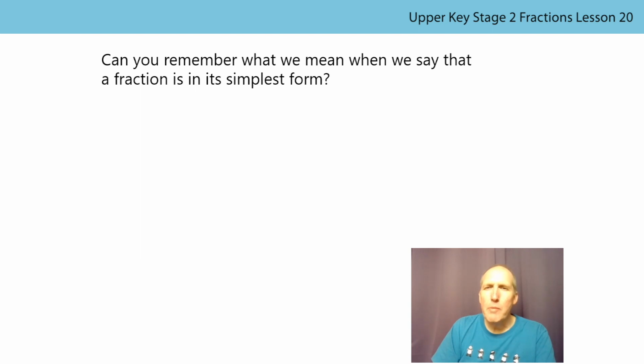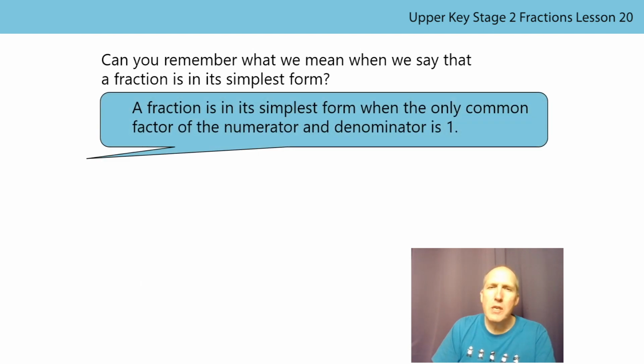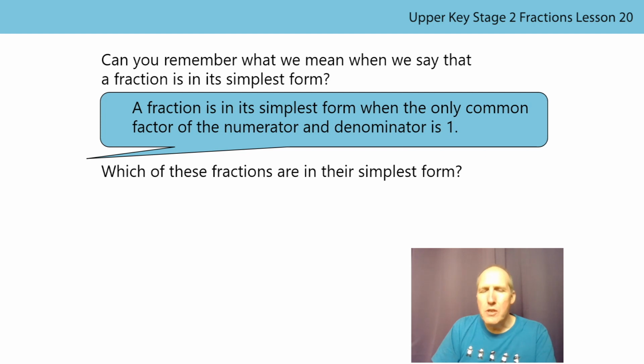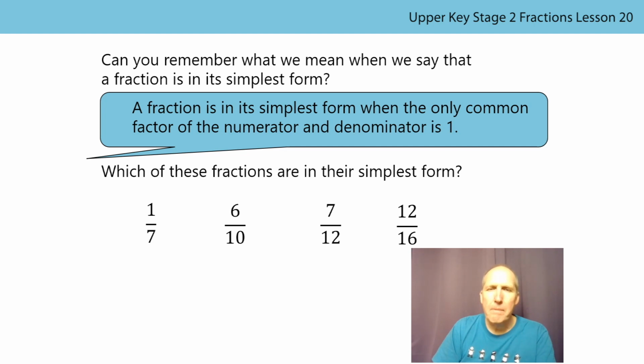Can you remember what we mean when we say that a fraction is in its simplest form? I did this with you in lessons 13 and 14. Here was our generalisation. A fraction is in its simplest form when the only common factor of the numerator and denominator is 1. So which of these fractions are in their simplest form? 1/7, 6/10, 7/12, 12/16. Pause the video while you have a think and then come back.